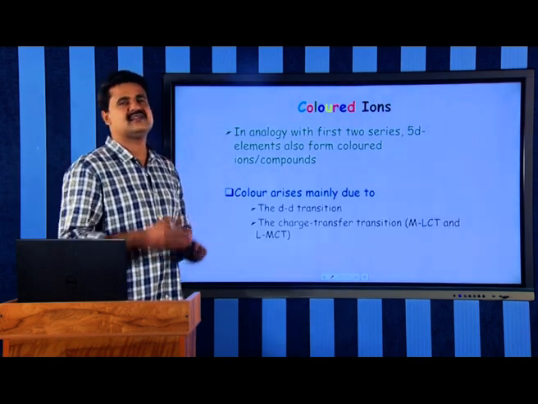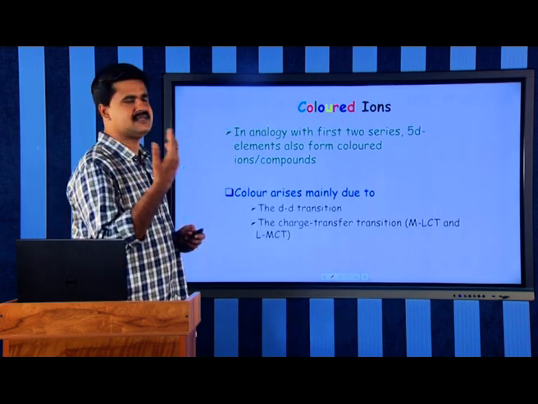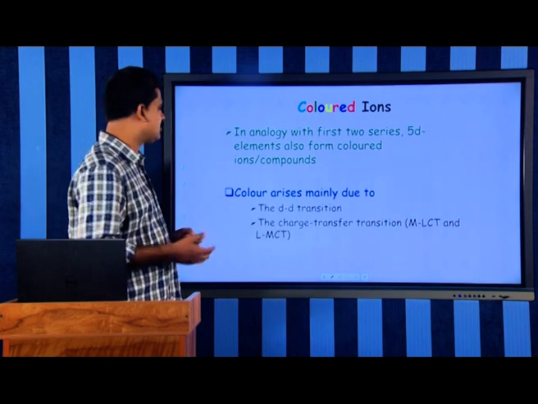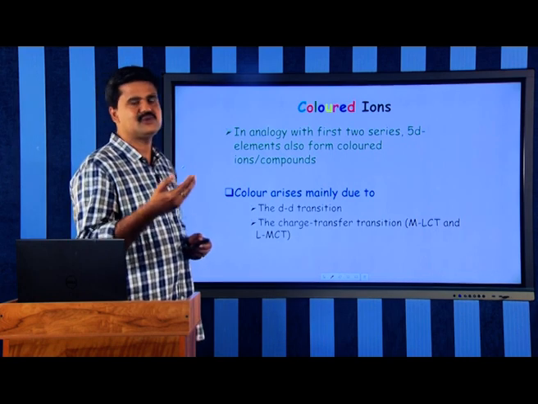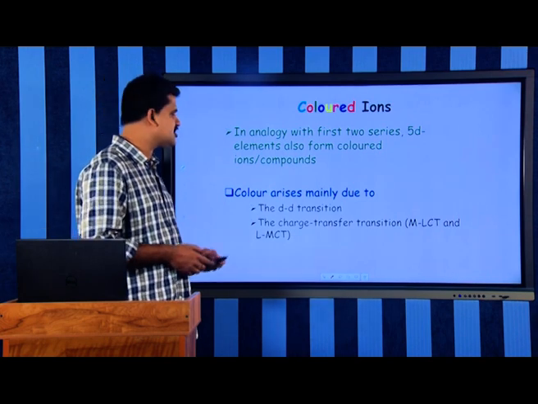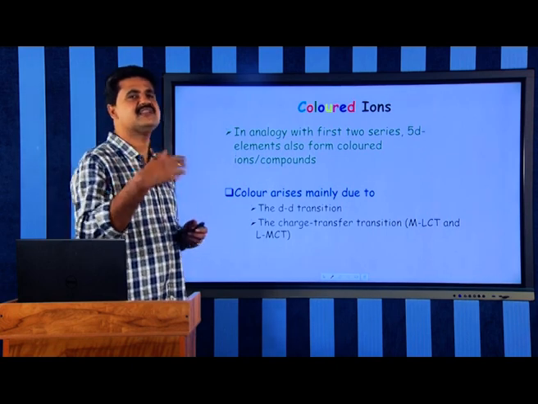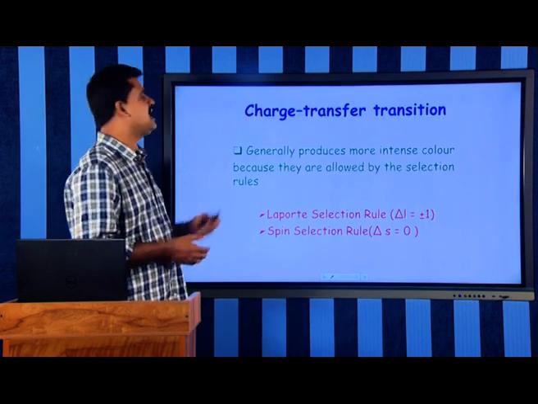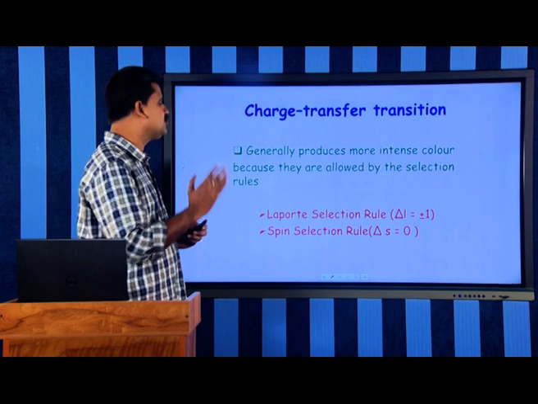Then colored ion formation, colored complex formation, is another challenging and interesting feature of the 5d series also. In analogy with the first two series, here also colored ion formation occurs. Color is mainly due to, as I mentioned earlier, electronic transition, more specifically the d-d transition or charge transfer transition. Charge transfer transition is the transfer of electrons either from ligand to metal or from metal to ligand, simply represented as MLCT or LMCT.